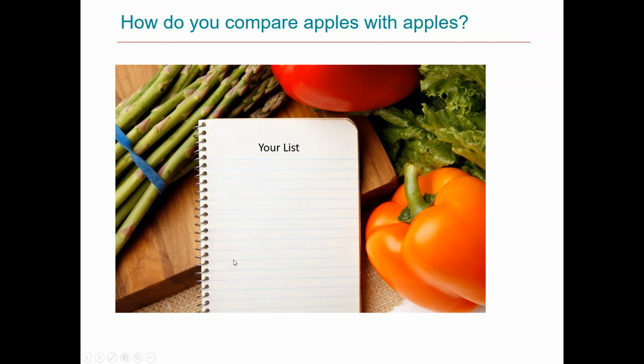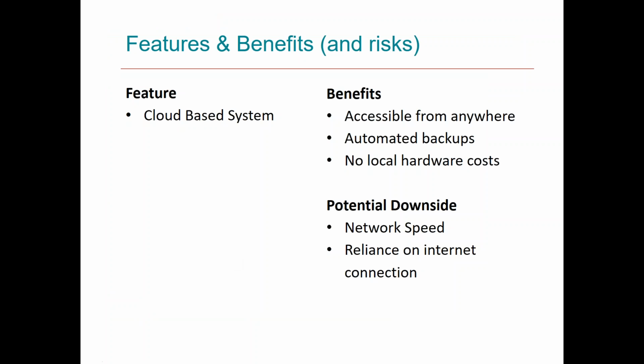So it is, go back one. So it is the features and benefits of a cloud system. That's just a bit of a snapshot of a cloud system. But this is where you'll look at which features are your must-haves and then say, what are the benefits? And what are the risks? Because the benefits need to outweigh the risks.